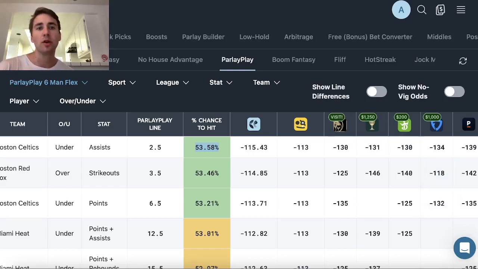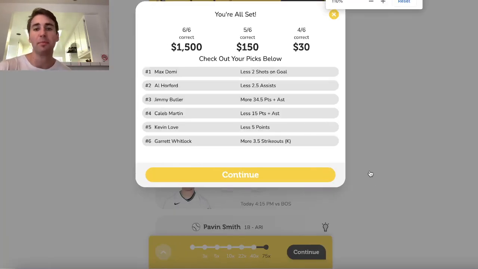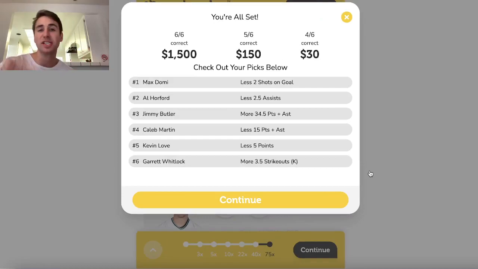So the 6 picks I ended up going with on Parlay Play. And again, I highly encourage you, sign up for this platform, take the $100 signup bonus from them. Why not? Is Max Domi under 2 shots on goal, Al Horford under 2.5 assists, Butler over 34.5 points plus assists, Caleb Martin under 15 points plus assists, Kevin Love under 5 points, and Garrett Whitlock over 3.5 strikeouts.